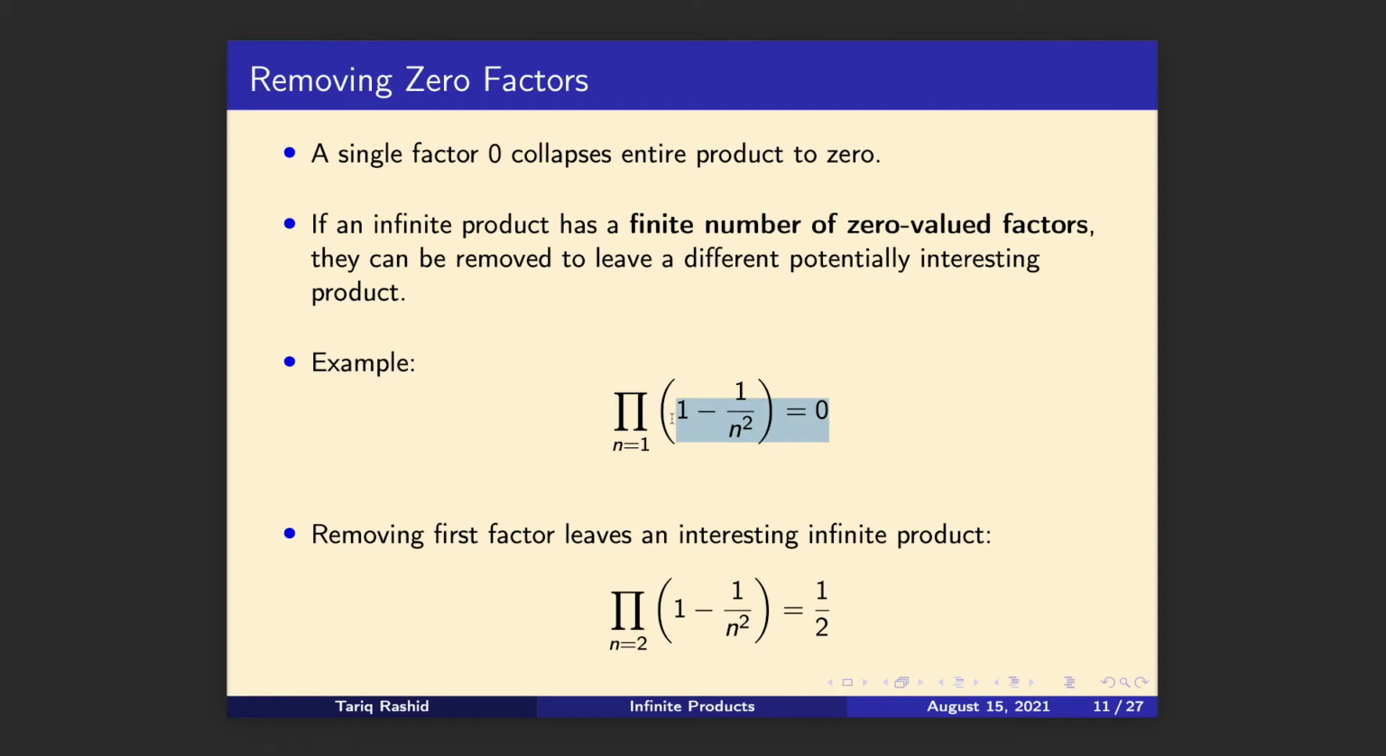That's not interesting. But if we ignore the first one and have a different product, which is just the first one with the first term removed, starting at 2, then that's a more interesting infinite product. It tends to a half. We won't work that out here, but this is just to illustrate the idea that if there are a finite number of zero-valued factors, we can remove them and study the remaining products as a different product.